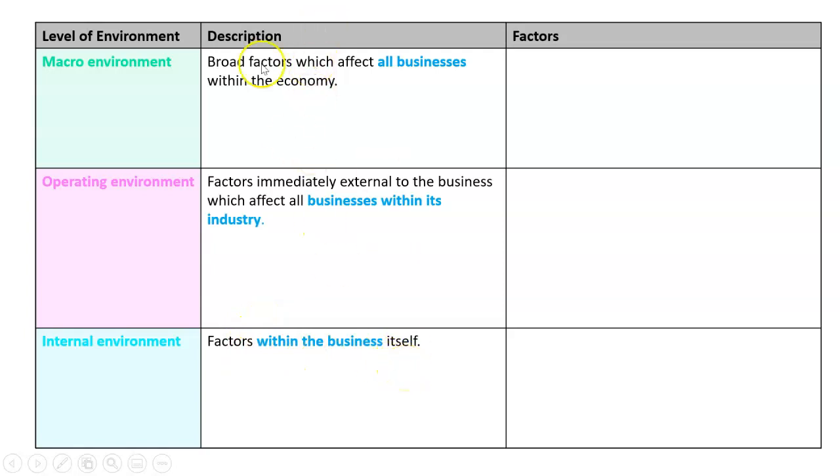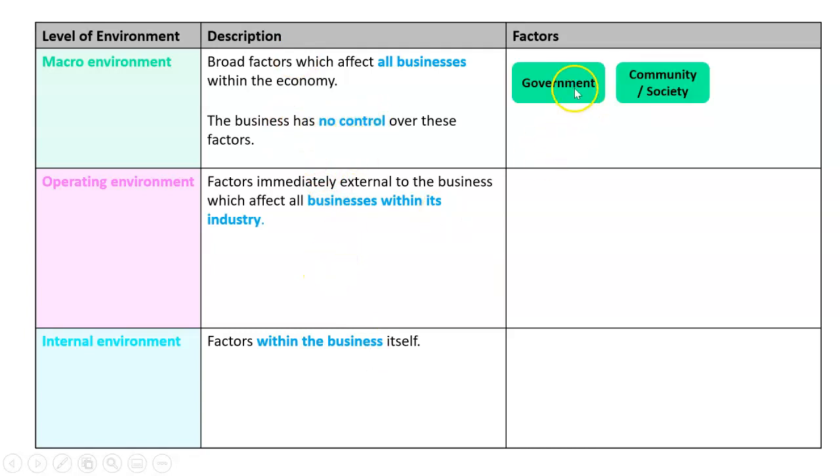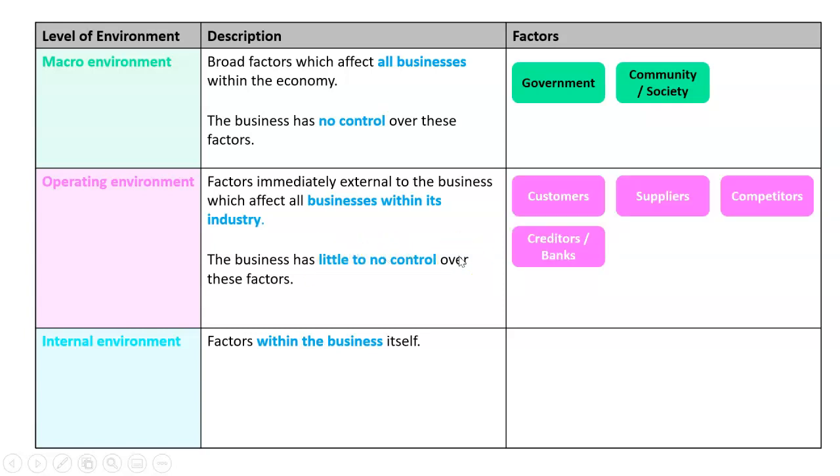Okay, and then what we say, we can sort of distinguish these by saying, well, the business has no control over these ones. These ones are the government and the local community. You can't control what the government does as a business. You can't control how the local society or community is going to react. The operating environment, you have a little bit, maybe, but probably little to no control over these factors. What can't you control? You can't really control what your customers want and demand. You can't really control what your suppliers do. You can't control what competitors do or creditors and banks. You can maybe a little bit, okay?